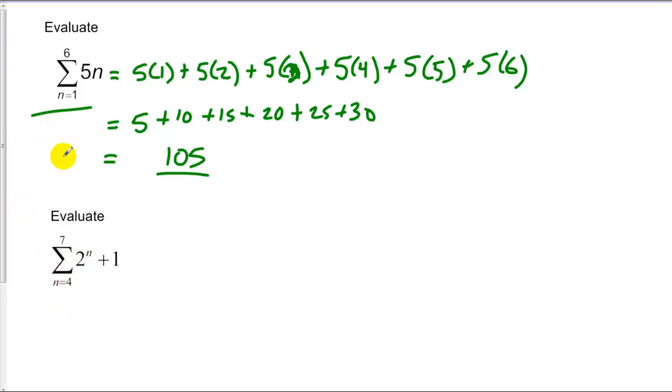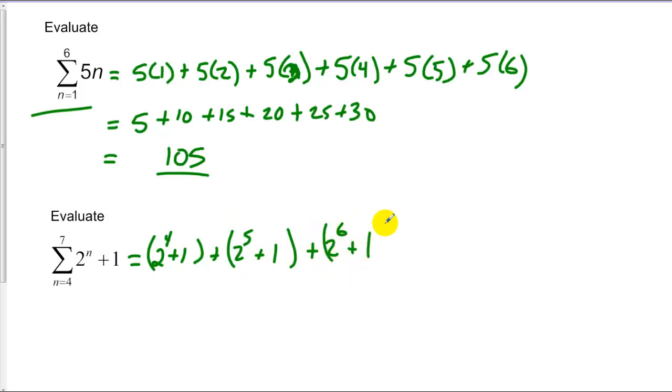Let's do it again here. You'll notice my n value doesn't start with 1. It doesn't have to. It can start anywhere you want it to. So in this case, we start at n equals 4, and I have 2 to the 4th plus 1. I increment by 1. I have 2 to the 5th plus 1. 2 to the 6th plus 1. And 2 to the 7th plus 1. And then we have to add all those quantities up. And I end up with about 244 after I plug that into a calculator.